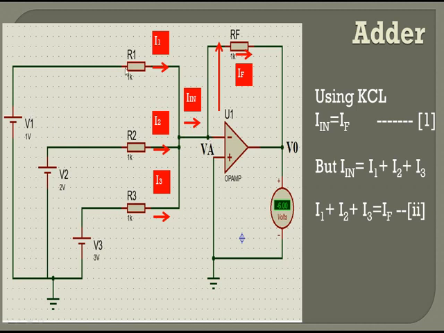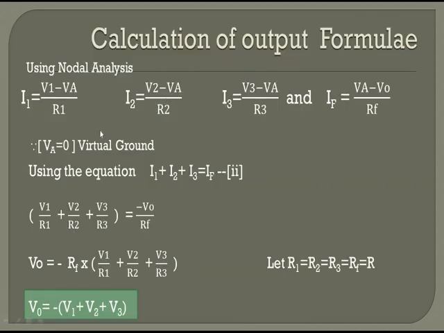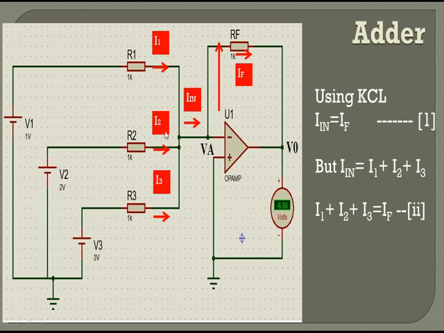So the voltage is V1 minus VA divided by resistance R1. Similarly for I2, use Ohm's law: V divided by R, but V is V2 minus VA, divided by R2. Similarly, I3 is equal to V upon R, that is V3 minus VA divided by R3, and IF is V upon R, meaning VA minus V0 divided by RF.